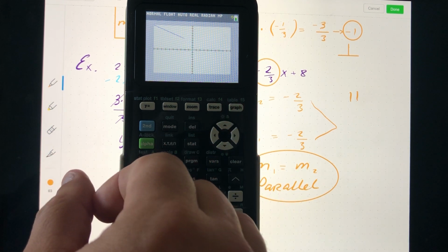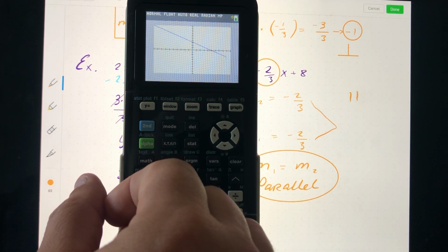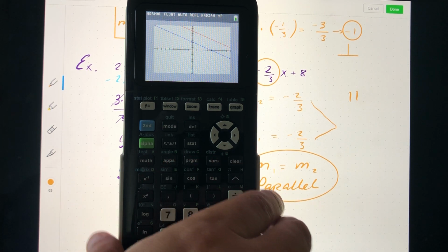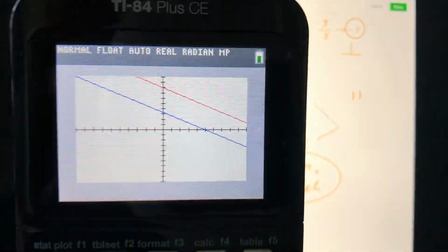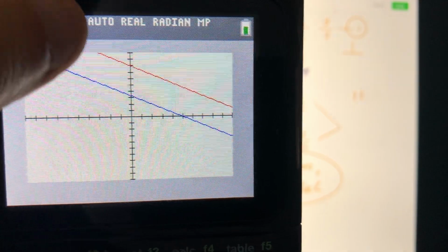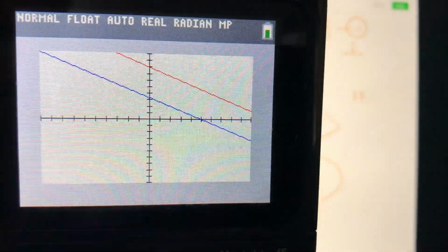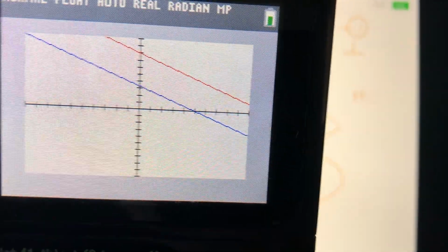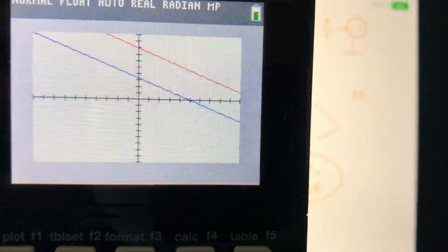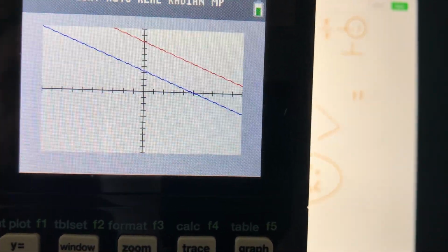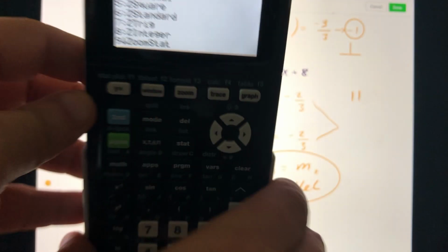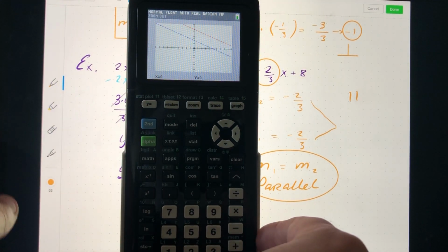Here comes the first, and here comes the second, and we can see that the two lines do appear to be parallel. So in this case, the calculator is actually useful because we can see visually that the space between the lines is not getting bigger or smaller on top or on the bottom, so they look exactly parallel. We could try to zoom out if we wish to see them a little bit further out. If we hit zoom, the third choice is out, and we can look at them a little bit further.